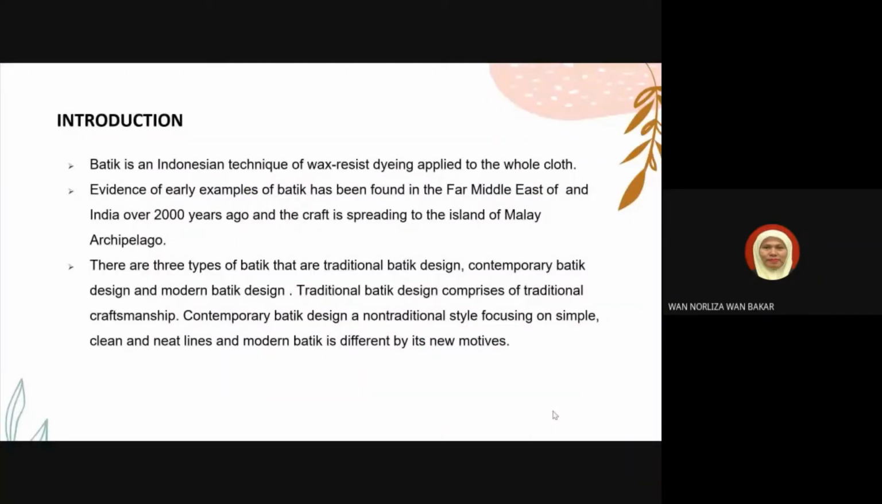Batik is actually an Indonesian technique of wax resist dyeing applied to the whole cloth. Evidence of early examples of batik has been found in the Far East, in India, over 2000 years ago, and the craft spread to the islands of the Malay archipelago.